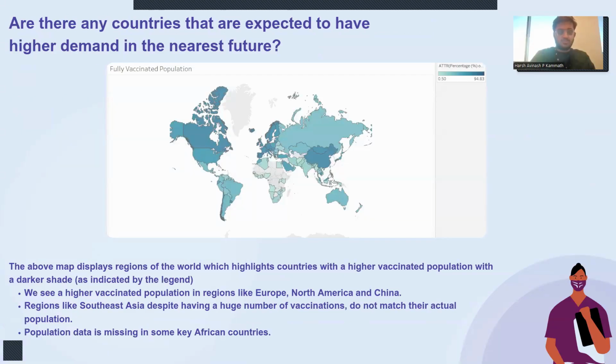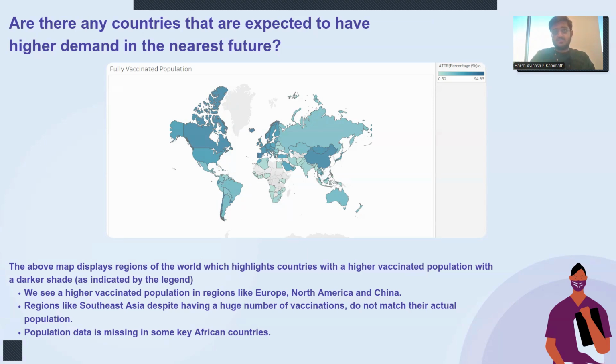Thank you, Fadlan. Now let's cover the countries that are expected to have a higher demand in the nearest future for Pfizer. The map displays regions of the world, highlighting countries with a higher vaccinated population with a darker shade, as indicated by the legend. Some of the findings from this graph are that we see a higher vaccinated population in regions like Europe and North America, with an outlier in China. Regions like Southeast Asia, despite having a huge number of vaccinations, do not match their actual population, which is why they have a low percentage. Similarly, population data is missing in some key African countries, which explains the low vaccine coverage in that region.